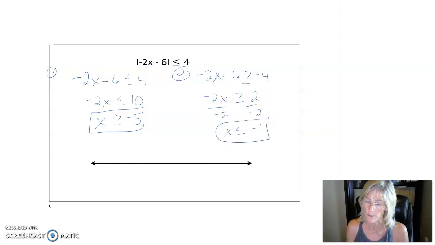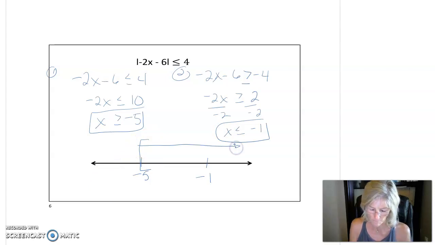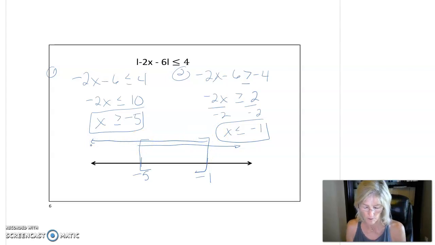So now I'm going to graph like we did in the previous videos. I need a negative 5. I need a negative 1. So x is greater than negative 5, so bracket goes all the way to positive infinity. Less than or equal to means all the ones that are to the left. So my bracket's here, and my arrow goes all the way to negative infinity.